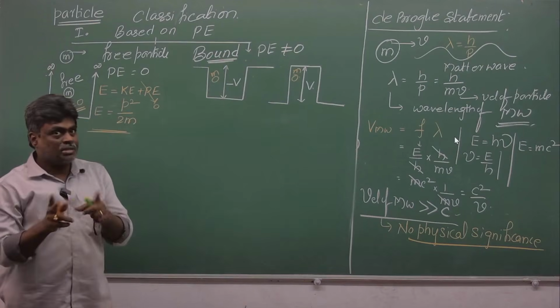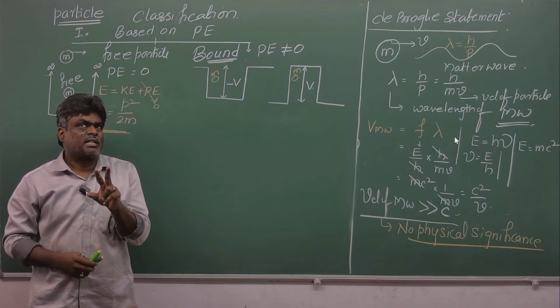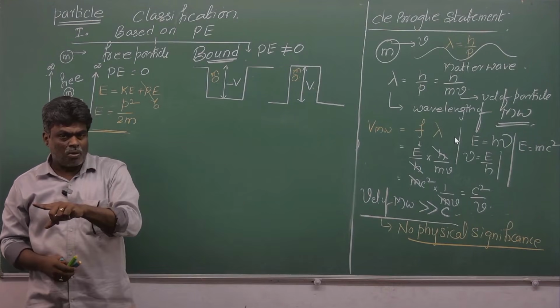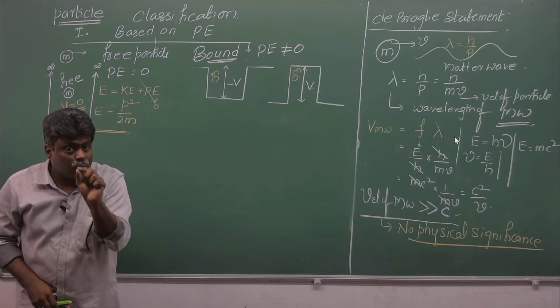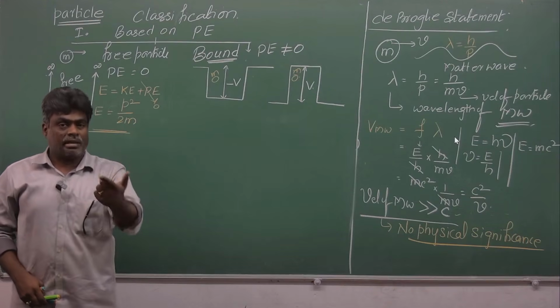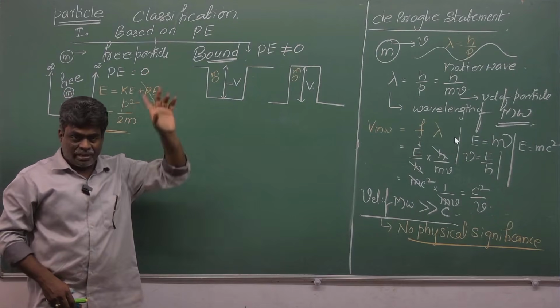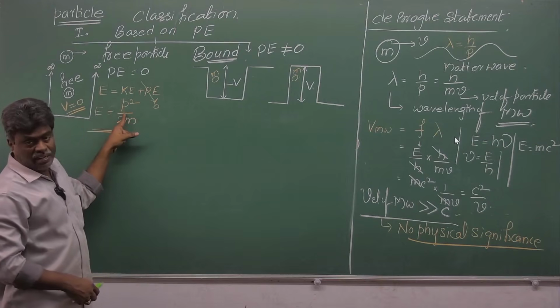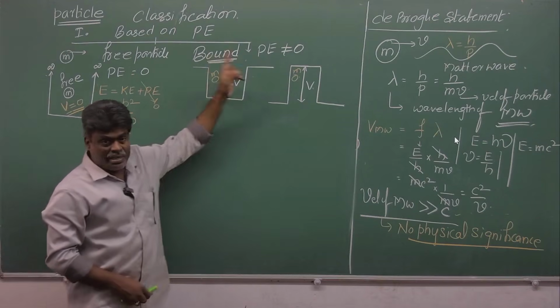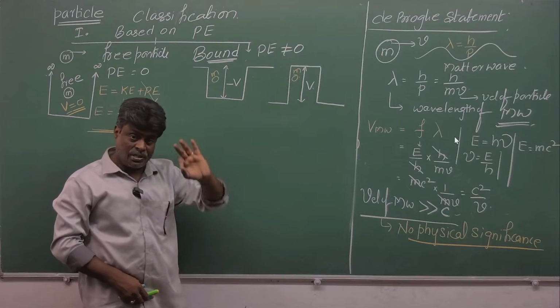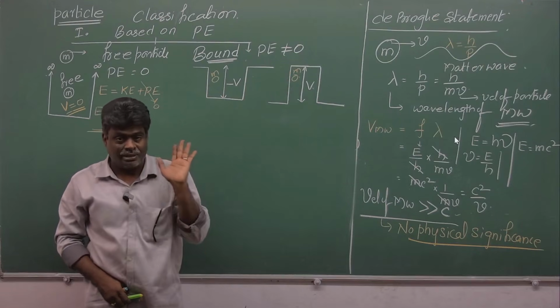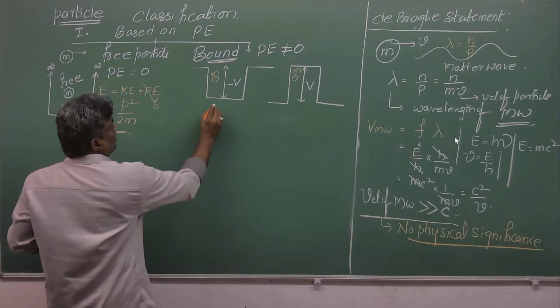Based on the potential energy, two types of particles will be there: free particle and bound particle. Whenever in your question they say free particle, then immediately you have to take potential energy 0. There exists only one energy, kinetic energy. Whenever they say bound particle, potential energy is also there. Is that clear?